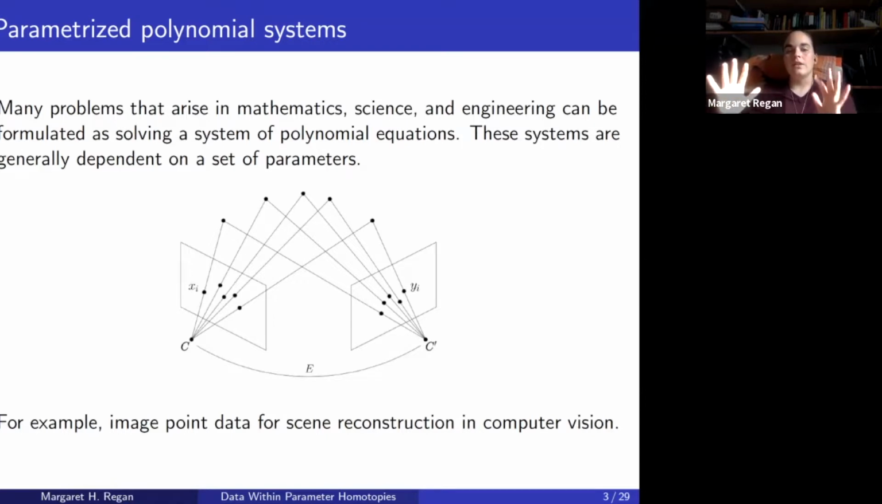So this image point data for this 3D object reconstruction will change the solution set for our polynomial system, where that solution set describes this matrix that relates the cameras, which makes sense, right? So if we have 2 different cameras, our parameters xi and yi will change, which will then change the essential matrix that relates the positions of these 2 cameras.